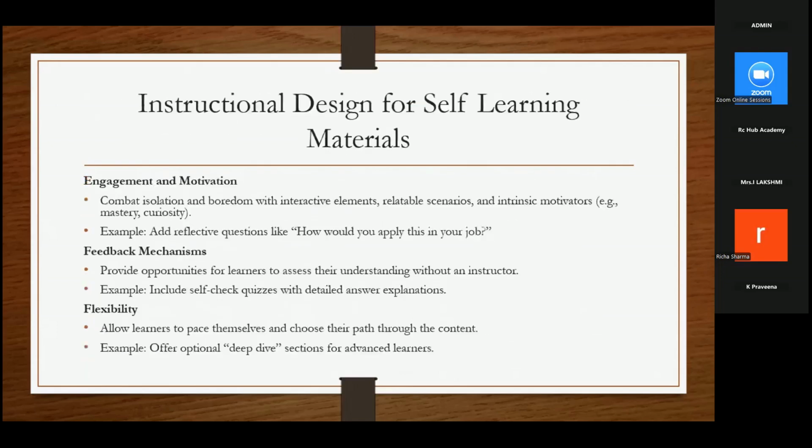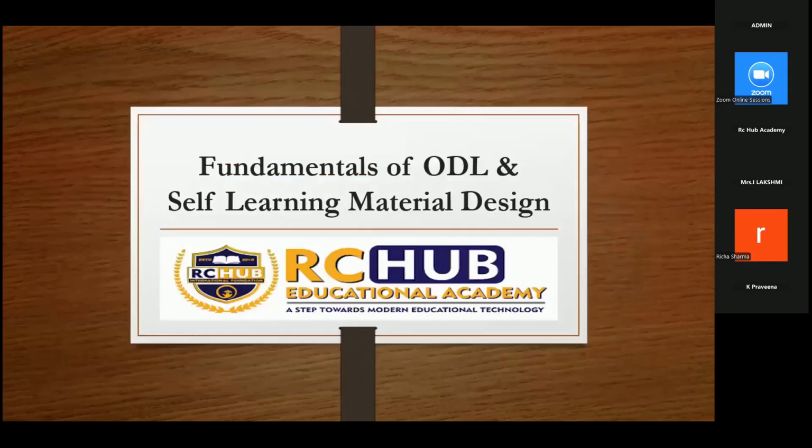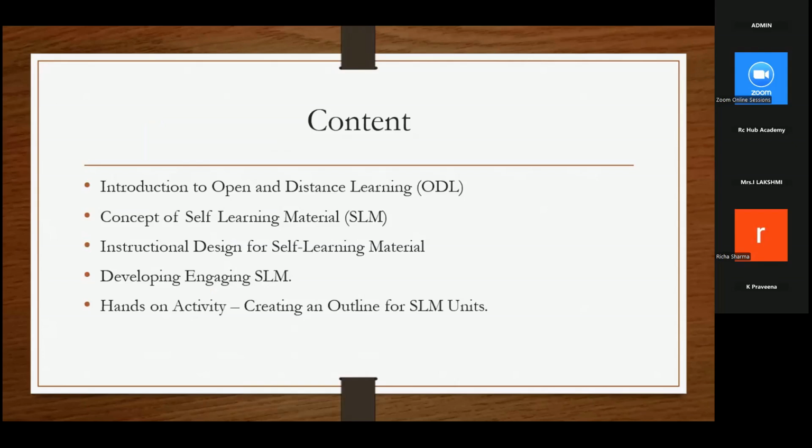So as of today, the contents we have discussed are the fundamentals of open and distance learning and self-learning material design. In that, we have discussed four concepts: introduction to open and distance learning, the concepts of self-learning material, instructional design for self-learning material, and developing engaging self-learning material. That's what we have discussed today. And for the remaining 2 days, we are going with different types of topics, which have already been displayed on the RCHUB Academy website, so that you can go through them.